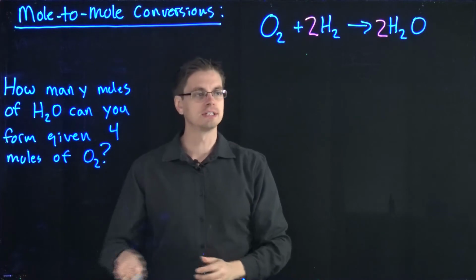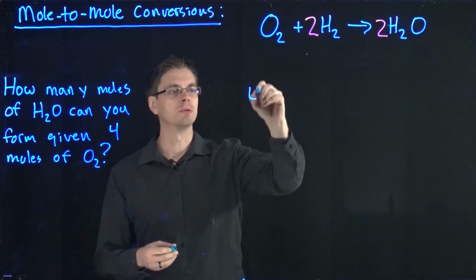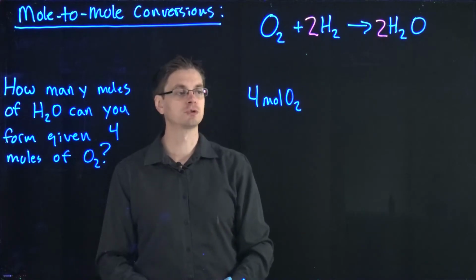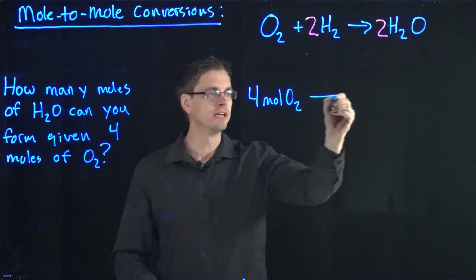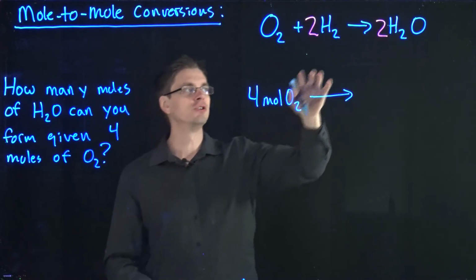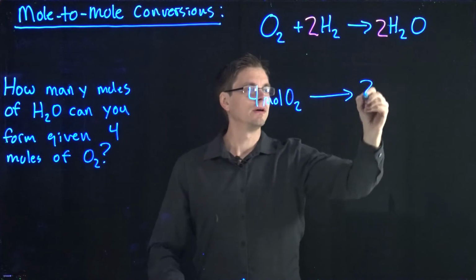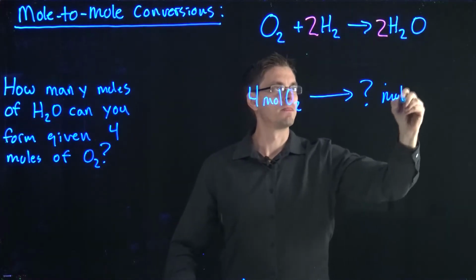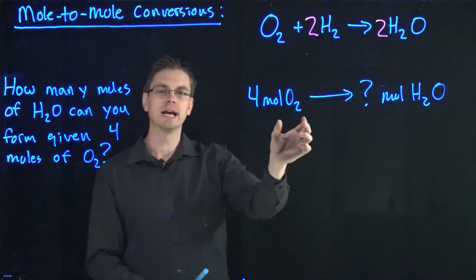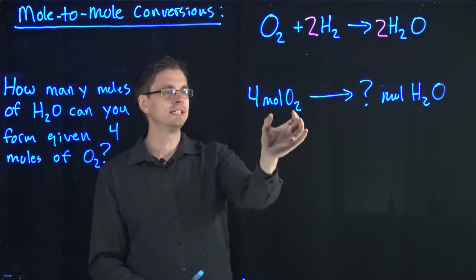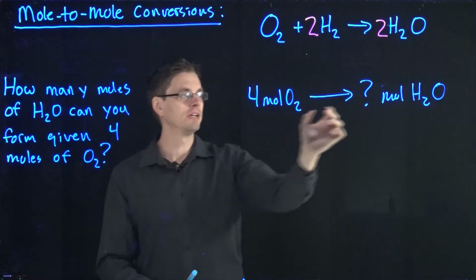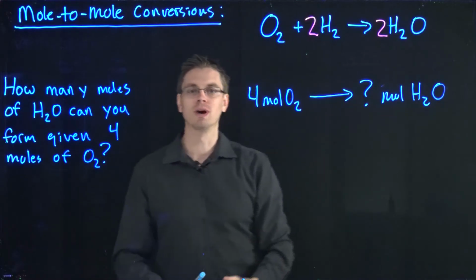In order to carry this out, I want to write out a little pathway here. We're going to start off by writing down what we're given: 4 moles of this first reactant. Our goal then is to somehow convert this quantity of our given reactant into the quantity of product. And of course, we don't know that, so question mark in there. In order to carry out this conversion, we can see that the units involved are moles of reactant on the left here and moles of product on the right-hand side.